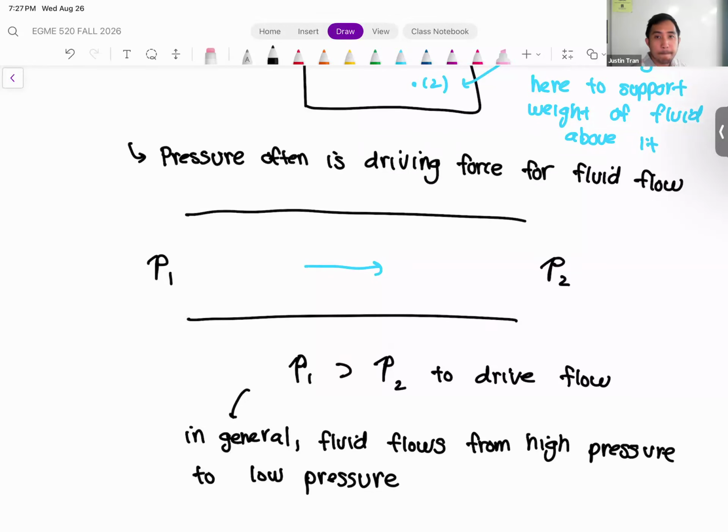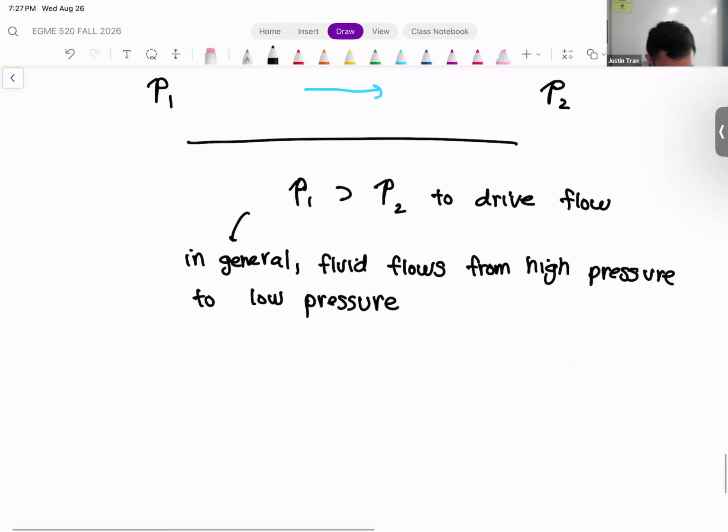Any questions on pressure? Okay, good. All right, next one. Let's talk about density.